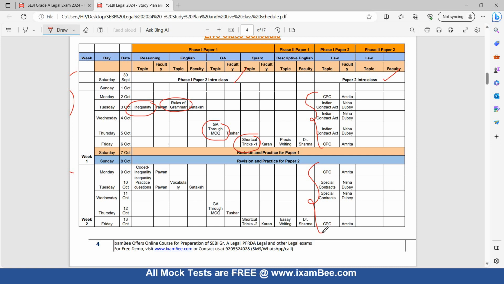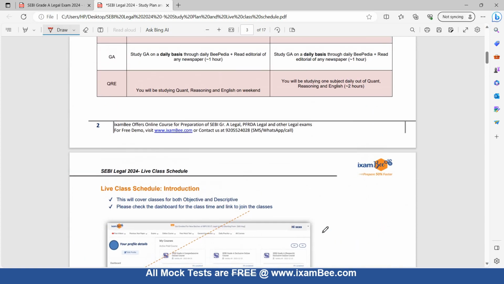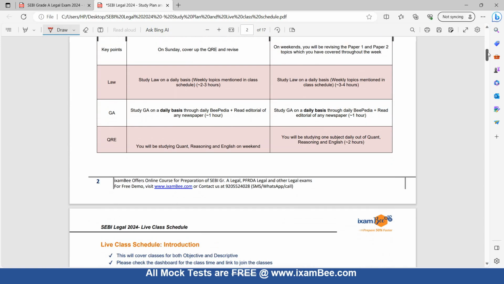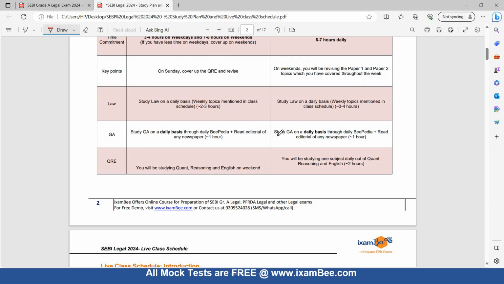Now if you are going to devote all your time to studies, then you can spend 6 to 7 hours on your studies. What you will be doing in those 6 to 7 hours? Daily you will be spending 1 hour on GA. You will go through daily BPedia, that is our current affair document, and you will read editorial of any one newspaper. This is what you have to do from GA. Then you will have to spend 3-4 hours on a daily basis studying law. Those topics of law which are mentioned in week 1, that is CPC and Indian Contract Act.